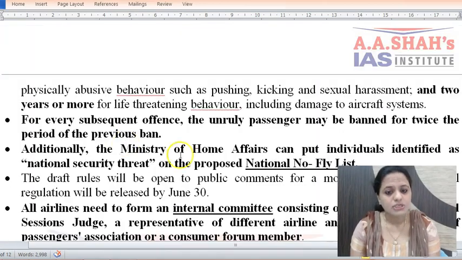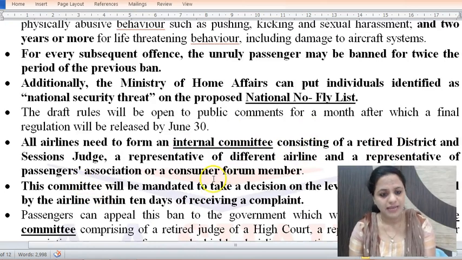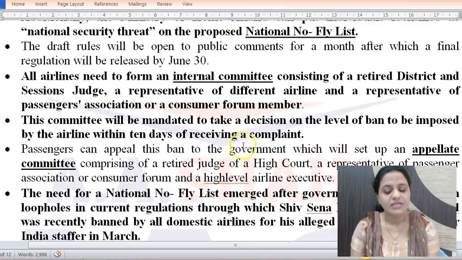Also, this decision has to be taken by an internal committee which would be set up consisting of a retired district and sessions judge, a representative from a different airline, and a representative of a Passengers Association or Consumer Forum. This internal committee will look into the matter, and it has to take the decision on the level of the ban to be imposed by the airline within 10 days of receiving a complaint.